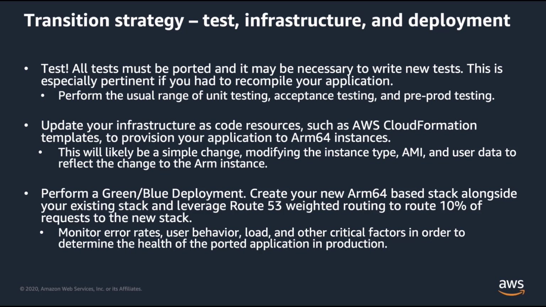And then update your infrastructure as code, like your AWS CloudFormation templates, so that they would allow you to run on ARM64 based instances. Usually it's going to be simple, mainly changing the instance type, the AMI IDs, and potentially the code that you use to bootstrap those instances. Once the infrastructure is ported, perform a blue-green deployment, like having a separate ARM64 based stack alongside the existing one, and then slowly migrate part of the workload to the new stack, checking that everything goes well.